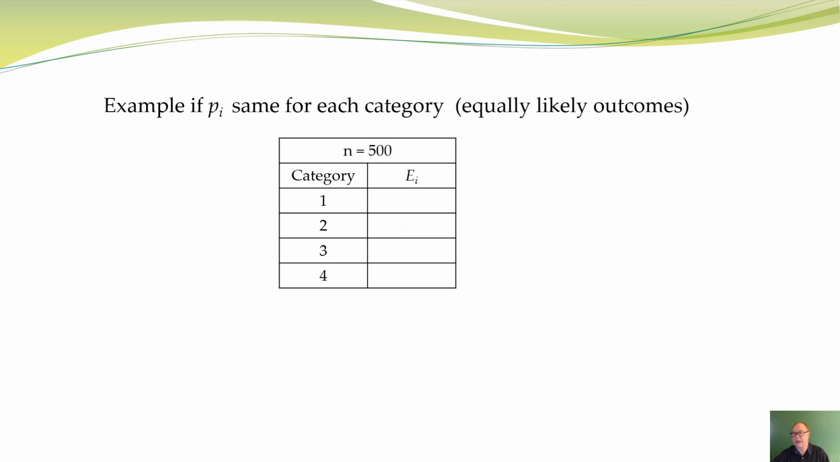Now, what if they're the same? What if p sub i is the same for each category? Then we call it equally likely outcomes. If they're equally likely outcomes, then the expected count is the same for every category. So in this case, with 4 categories, it would be 1/4 or 0.25 of n for each case. So take 0.25 times 500 for each category. Each expected count would be 125. This is if they're equally likely outcomes. So you have to realize whether the outcome probabilities vary or they're equally likely.